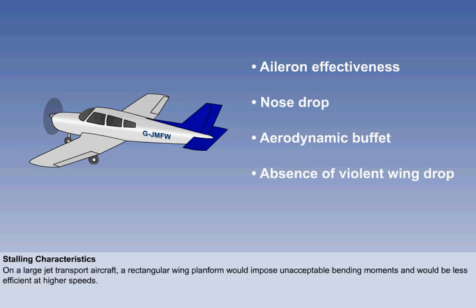Despite these advantages, for large jet transport aircraft, a rectangular wing planform would impose unacceptable bending moments and would be less efficient at higher speeds.